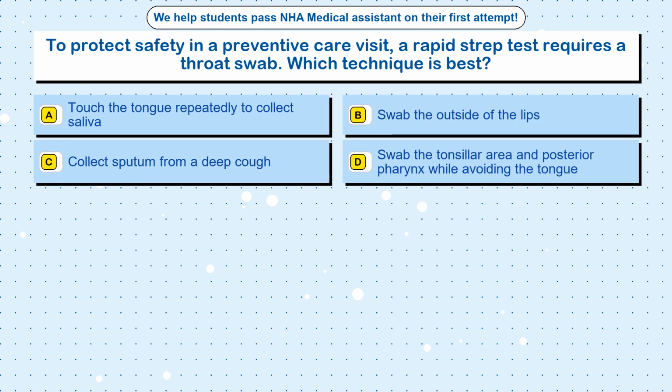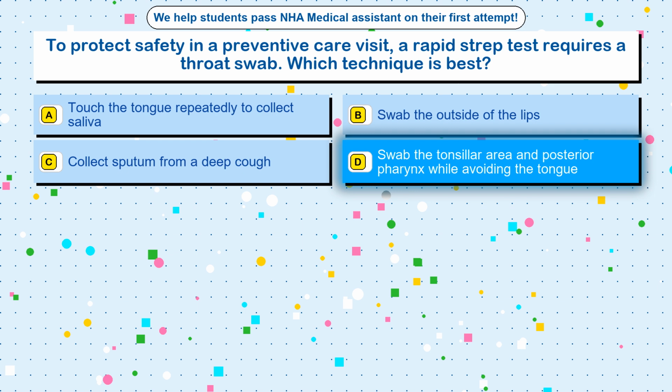Question 79. To protect safety in a preventive care visit, a rapid strep test requires a throat swab. Which technique is best? Option A, touch the tongue repeatedly to collect saliva. Option B, swab the outside of the lips. Option C, collect sputum from a deep cough. Option D, swab the tonsillar area and posterior pharynx while avoiding the tongue. The correct answer is option D.